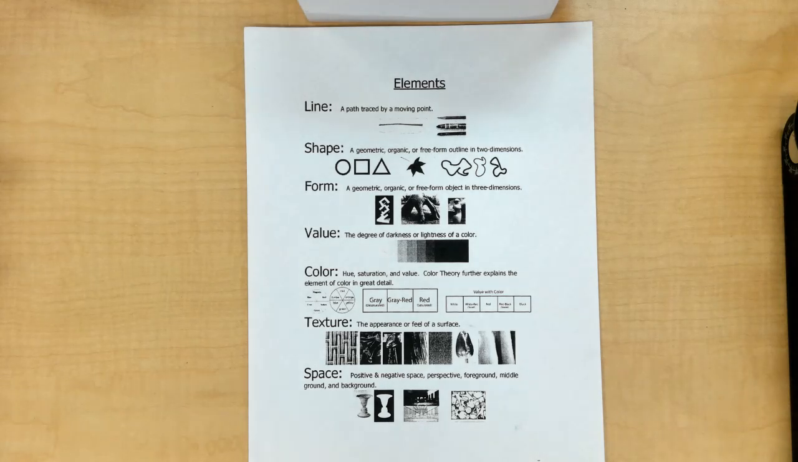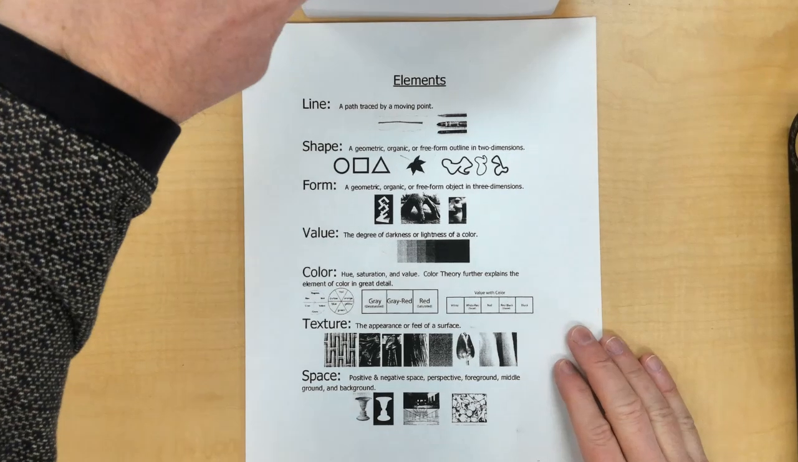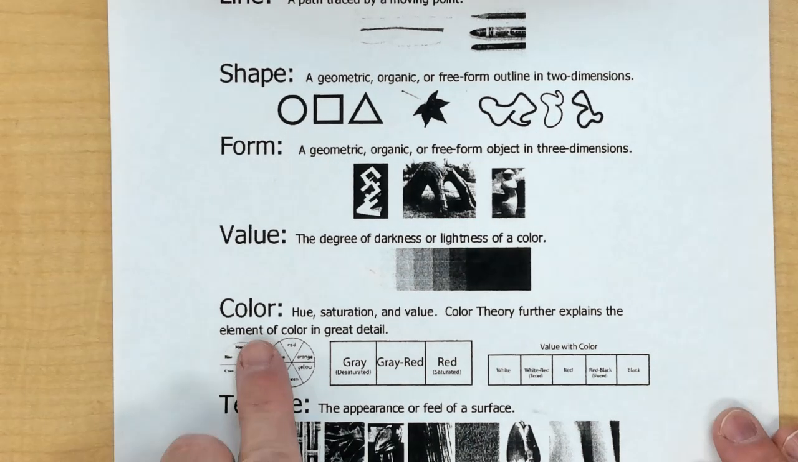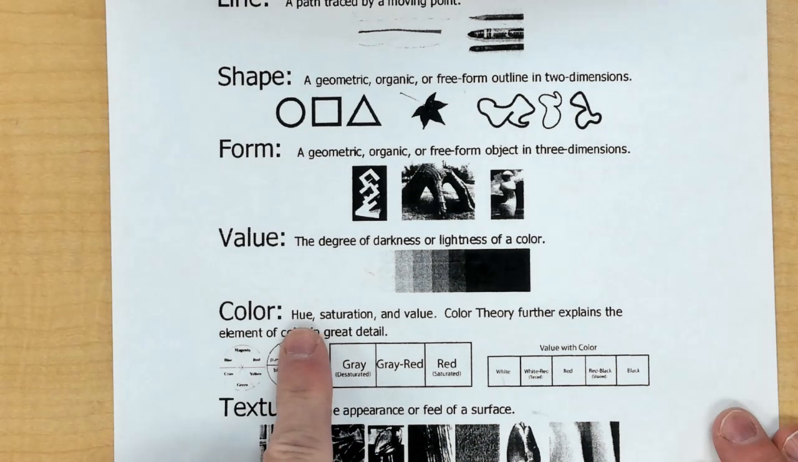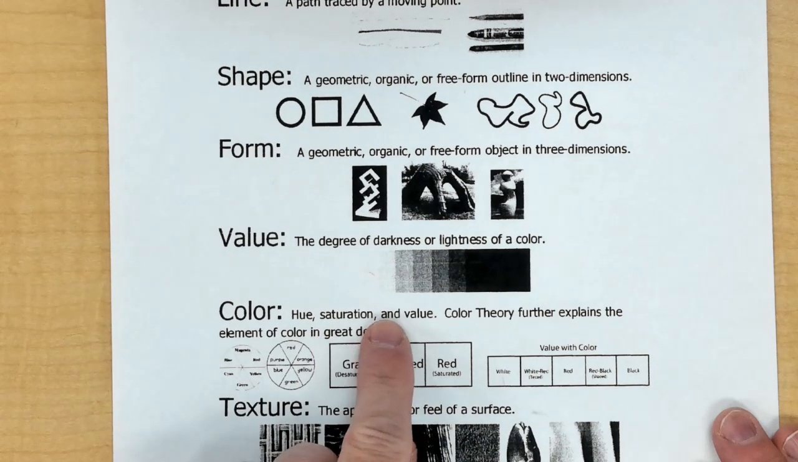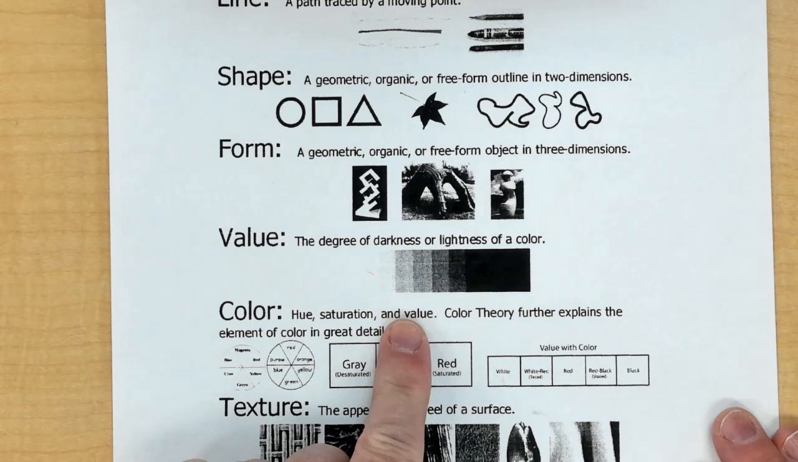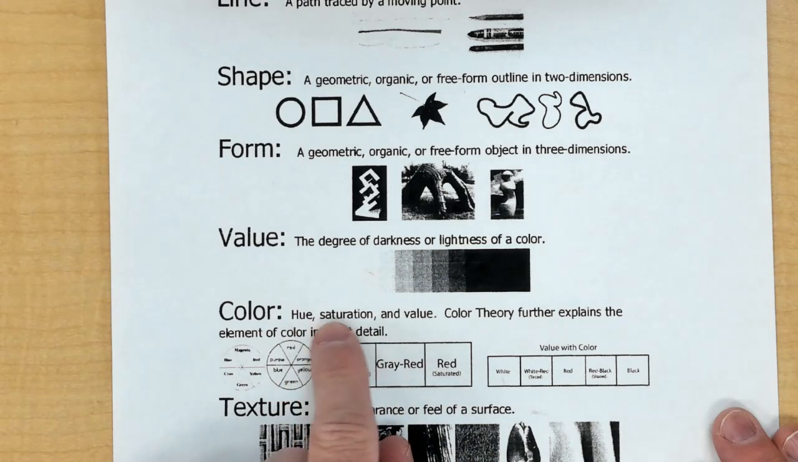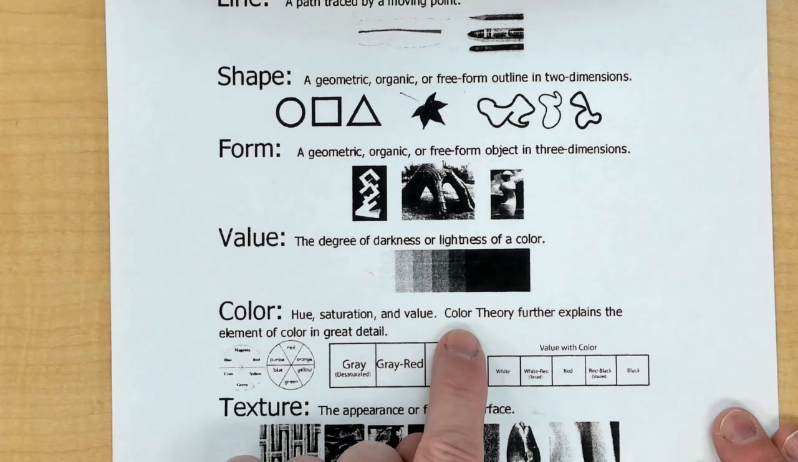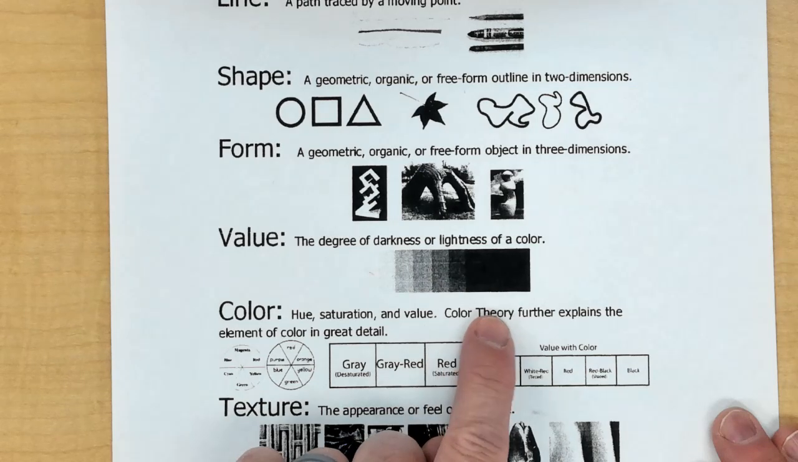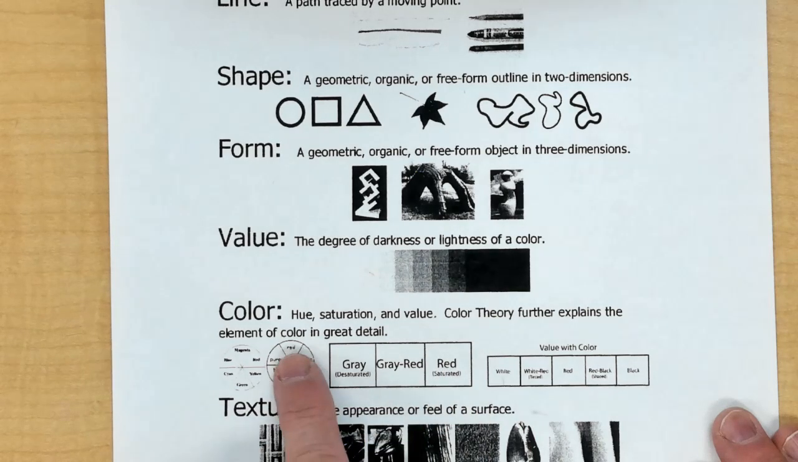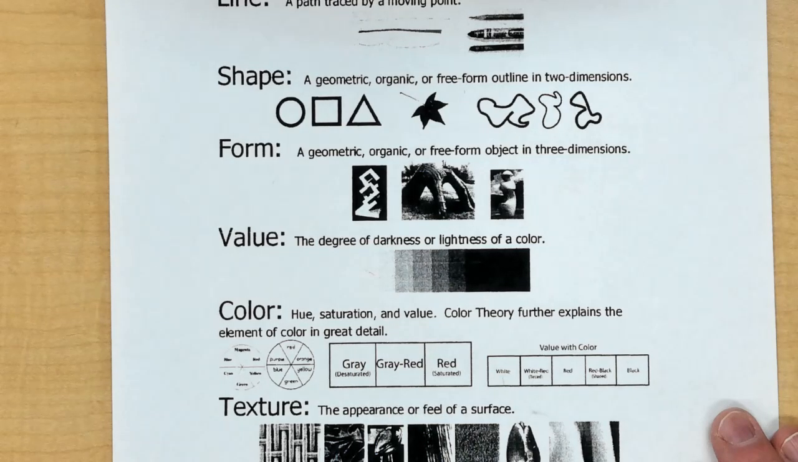Alright, so we've made it to the element of color. My personal favorite element. Let me go ahead and zoom in on the definition here. Definition is hue, saturation, and value. You can talk about any color in those terms. And there's a lot about color. Color theory further explains the element of color in great detail. And we're going to go into color theory today in this video.